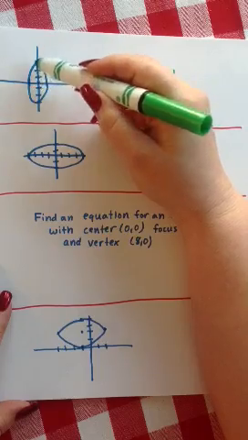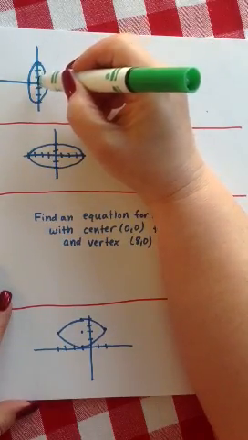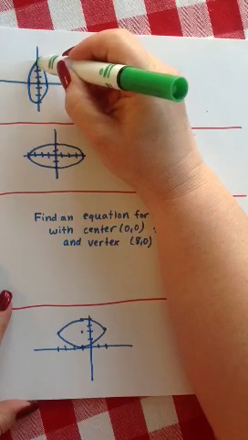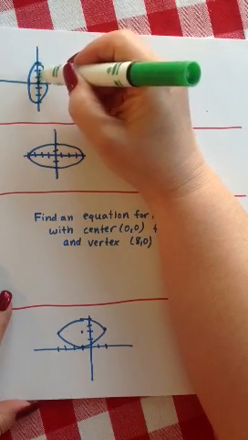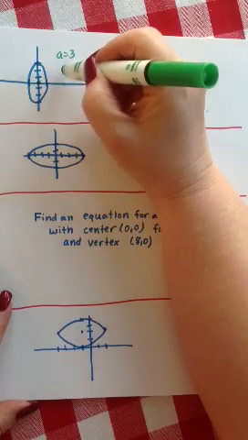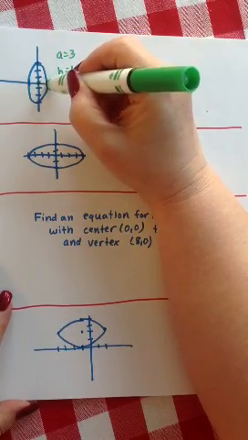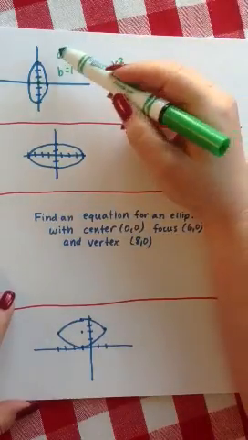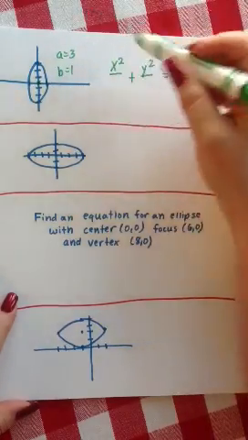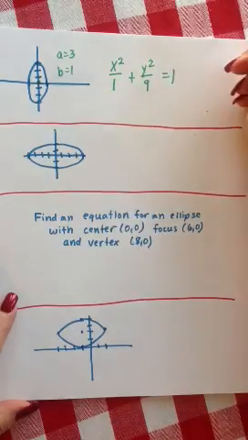Since it's long going up and down, you can tell the distance between the vertex and the endpoint of the major axis, or the vertex, is 1, 2, 3. So I know A is 3, and B apparently is just 1, because the distance between the vertex and the endpoint of the minor axis is just 1. Since it's longer going up and down, A squared is going to go under Y, so we'll put 9 here, and we'll put a 1 here.